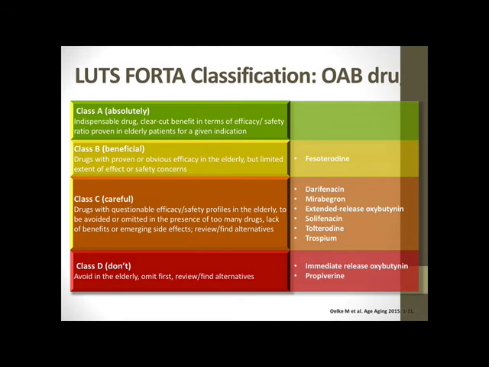And I think mirabegron has kind of piqued the interest of many of us because it's not an anticholinergic. Now, it's still in Class C because we don't have any evidence in a frail elderly population. There has been a meta-analysis looking at the trials of patients over the age of 65 with mirabegron, which seems to indicate that it is safe and that it does work well for that population. But this is a relatively new drug, so we're hoping that there's going to be more trials done in frail elderly specifically.